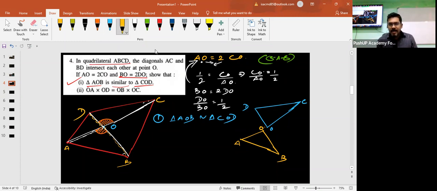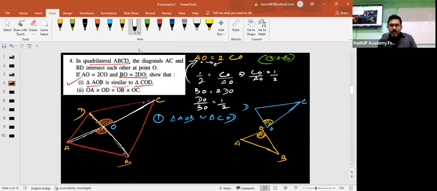So I can say angle DOC is equal to what? Angle AOB. Angles are equal. So one of the angles in both the triangles are equal. Now there is no chance of showing one more angle in both the triangles to be equal. The reason I already mentioned before: since it is a quadrilateral, properties of parallel lines cannot be applied here. So one more angle to be proved to be equal is not possible. So what is the other way?